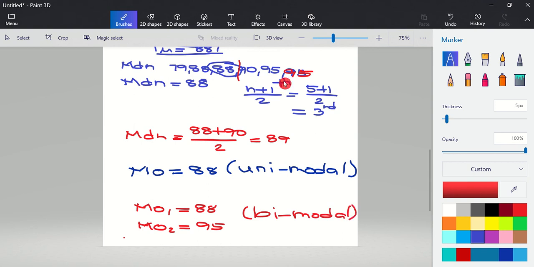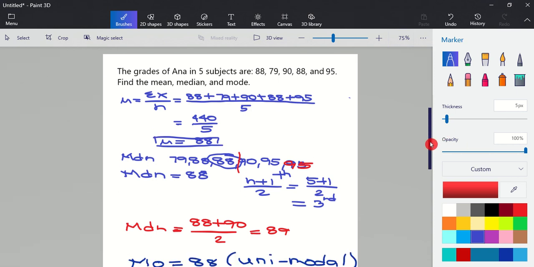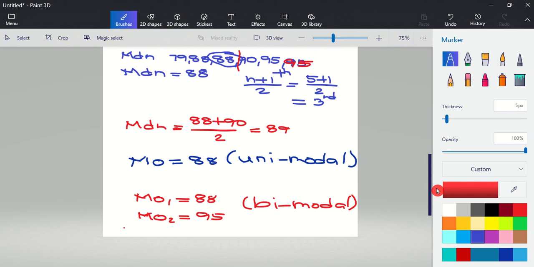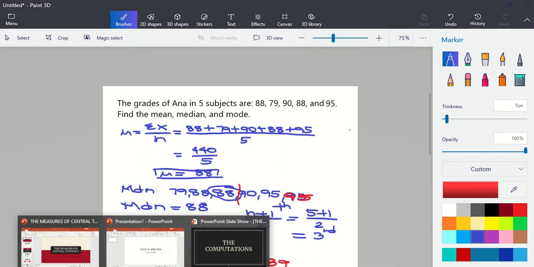Now we have the values of our mean, median, and mode. For this problem, our mean is equal to 88. Our median is also 88. And our mode is 88. So 88 actually represents the central tendency of the grades of Anna in her 5 subjects. So that's it.